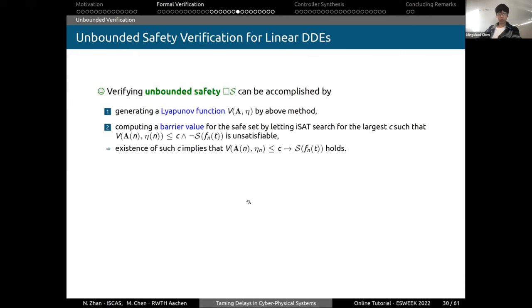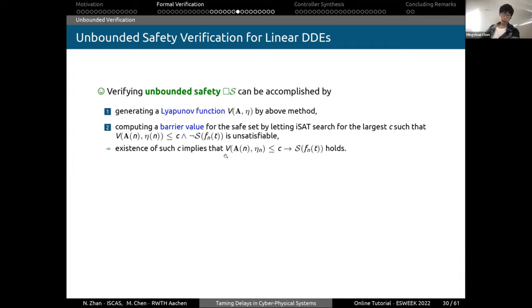And then the general algorithm works as follows. In order to verify unbounded safety of our delay differential equations, say always safe, this can be done by a few steps. So first, we have to reduce the system to this linear time invariant system operator, A here. And then we generate a Lyapunov function for that system using the theorem I just showed. And then we can try to compute a barrier value. Here, C is the barrier value. This is the largest value C such that this formula is unsatisfiable. This is not so intuitive, but trust me that the consequence of this is that if there exists such a C, then we can guarantee that if the Lyapunov function gets no larger than C, then the system at time t is safe.